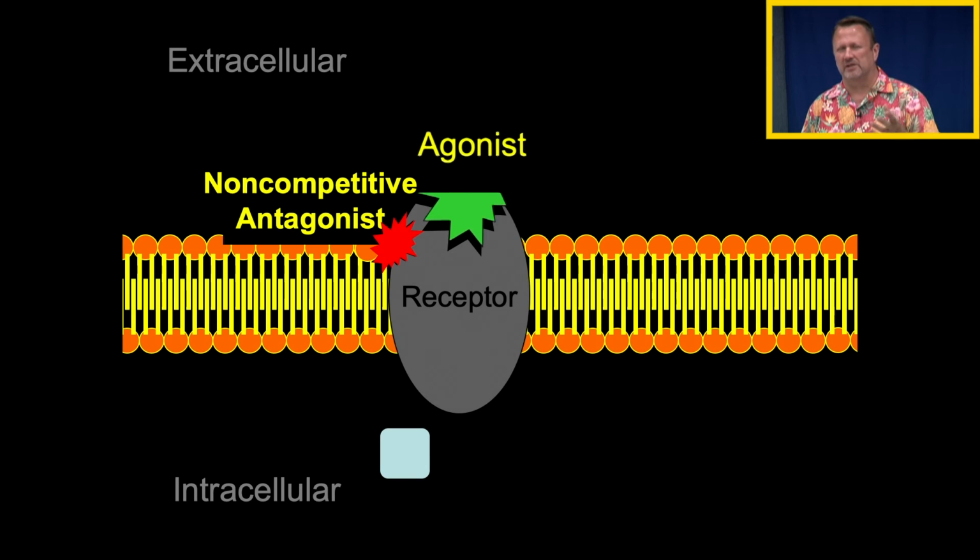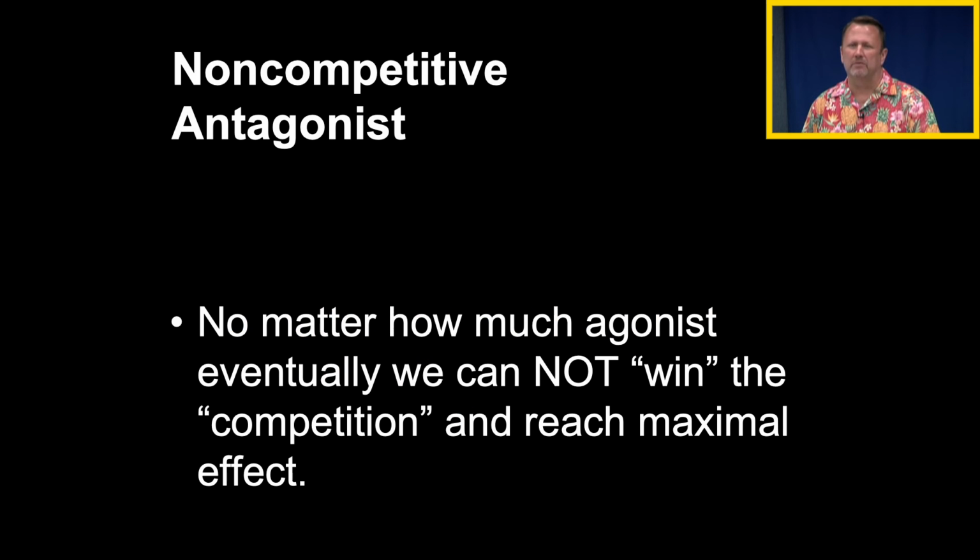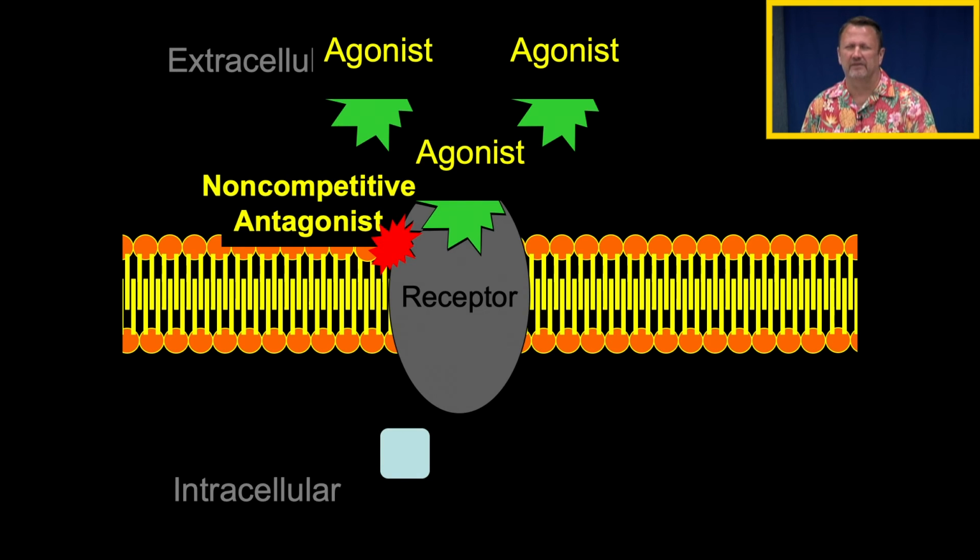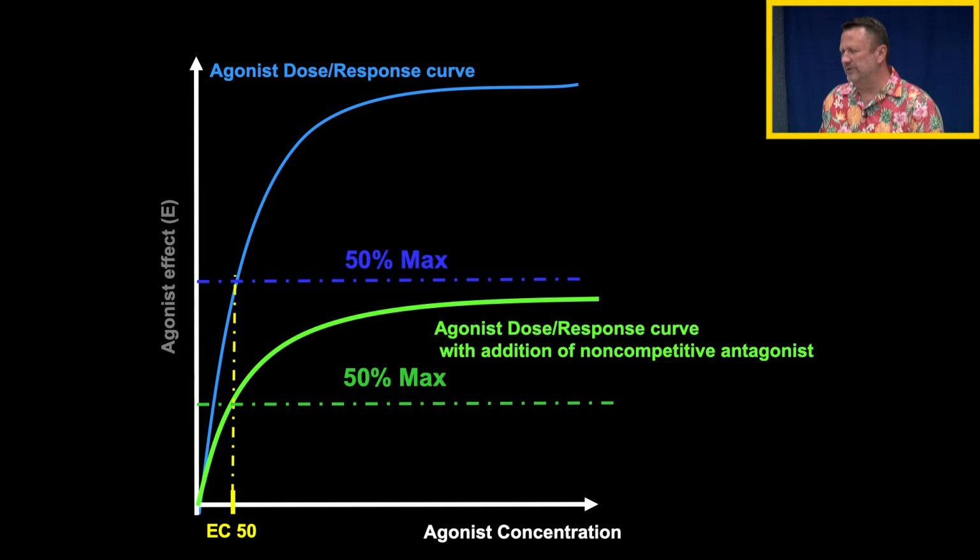Non-competitive antagonists cannot be bumped off their site by the agonist. And so what it's done is the non-competitive antagonist has prevented activation of that receptor. And adding more and more agonist is not going to win the competition. That's why it's called non-competitive. You add agonist all day long, you're not going to fully activate that receptor because it's been shut down by the non-competitive antagonist. And we see a completely different set of curves when we do that.